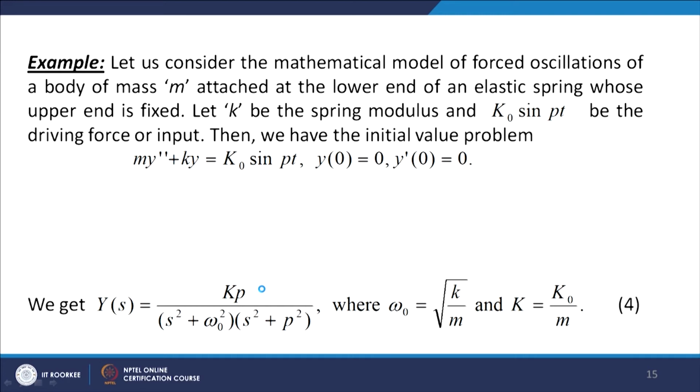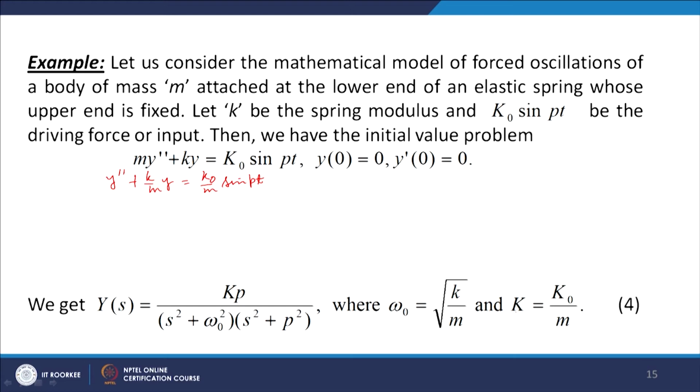Let us consider the mathematical model of forced oscillations of a body of mass m attached at the lower end of an elastic spring whose upper end is fixed. Let k be the spring modulus and k naught sin p t be the driving force or input. Then we have the initial value problem m y double dash plus k y equal to k naught sin p t, y(0) equal to 0, y dash (0) equal to 0. Let us solve this equation by using Laplace transform. So, we can write it as y double dash plus k over m into y equal to k naught over m sin p t.